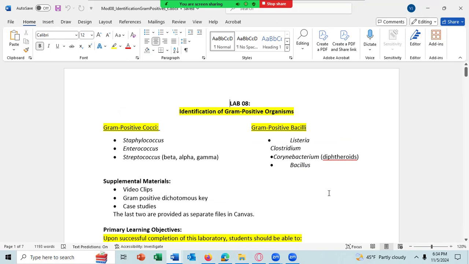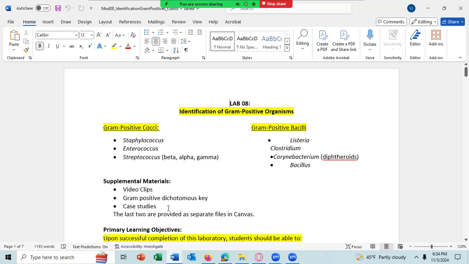Lab 8, identification of gram-positive organisms. We're going to be talking about gram-positive cocci and gram-positive bacilli. The gram-positive cocci we're going to talk about in this lab are Staphylococcus, Enterococcus, and Streptococcus. For the gram-positive bacilli, we're going to be talking a little bit about Listeria, Clostridium, Corynebacterium, and Bacillus. Primarily, if I remember correctly, we're going to be talking about Clostridium and Bacillus, but a little bit about the other two. There are some video clips in today's lab.